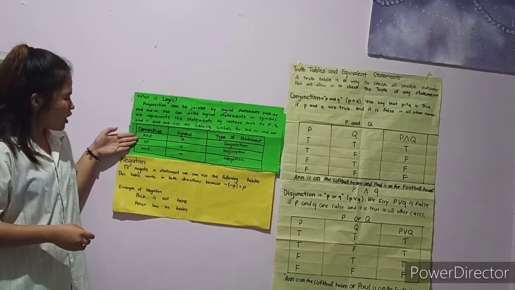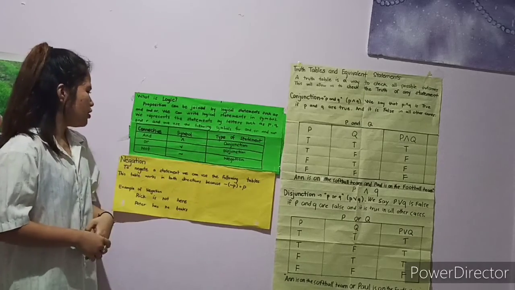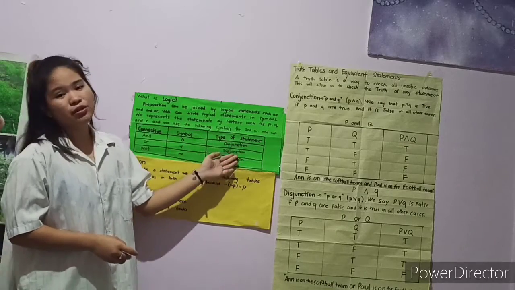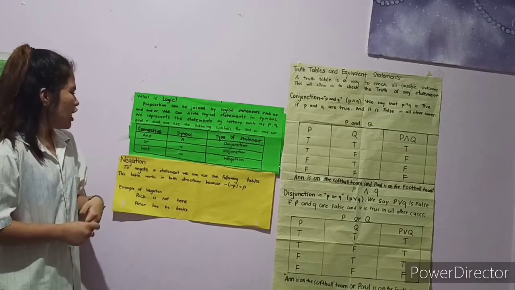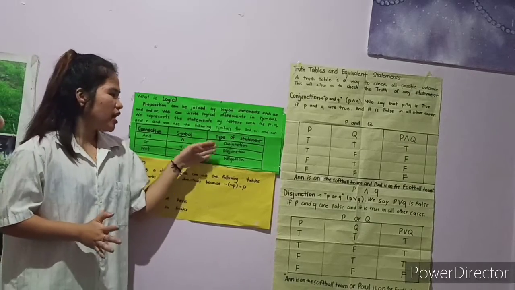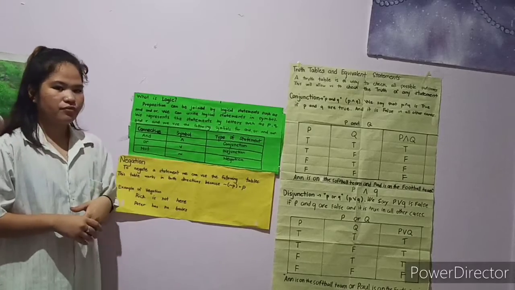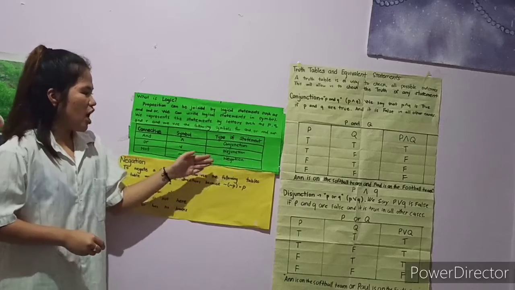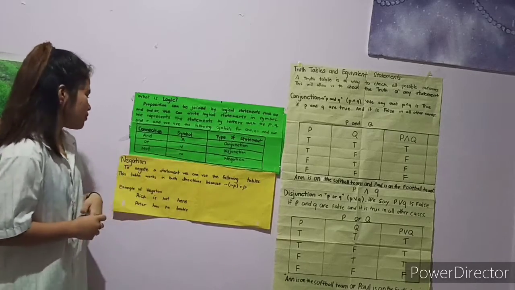We have here the connective words, symbols, and types of statements. The connective word and is a type of statement called conjunction, with this symbol. The connective word or is a type of statement called disjunction, with this symbol. And not is a type of statement called negation, with this symbol.